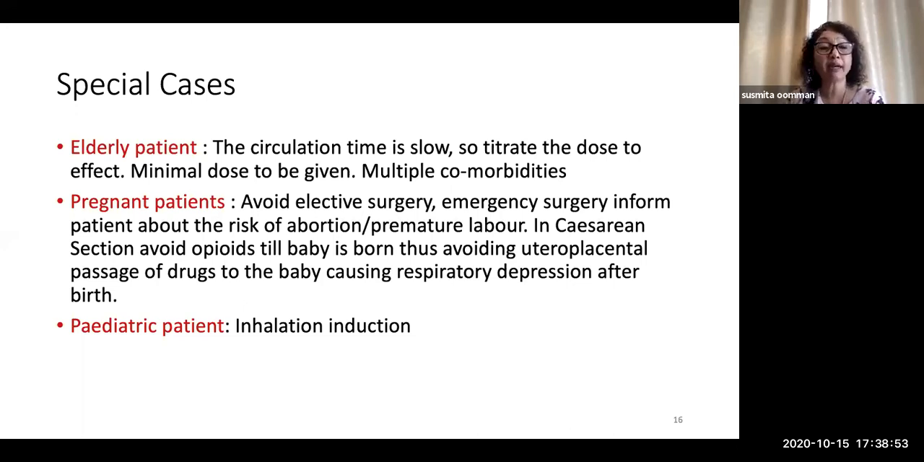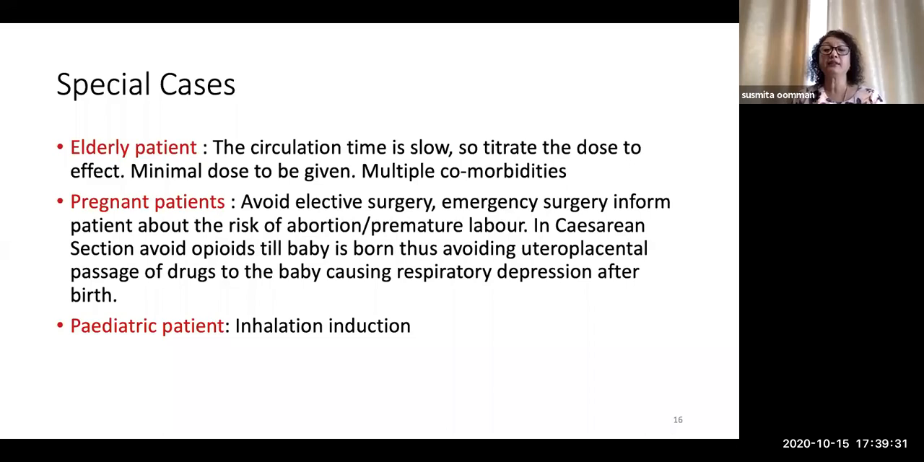Similarly, when you've got a pregnant patient who comes, normally we would not do any elective procedure. But suppose she comes in for an emergency surgery, then we have to anesthetize, because always the mother comes first, before the baby. So in that case, we have to explain to the patient that our anesthetic can either cause an abortion or cause a premature labor. So this information has to be given to the patient before you anesthetize them.